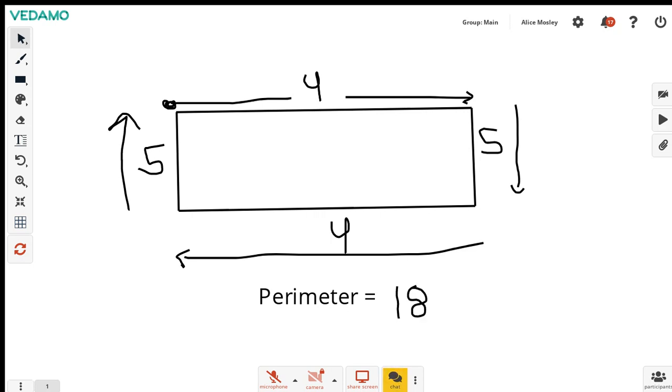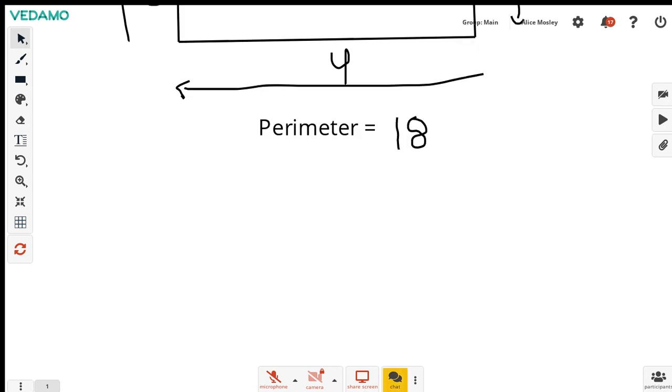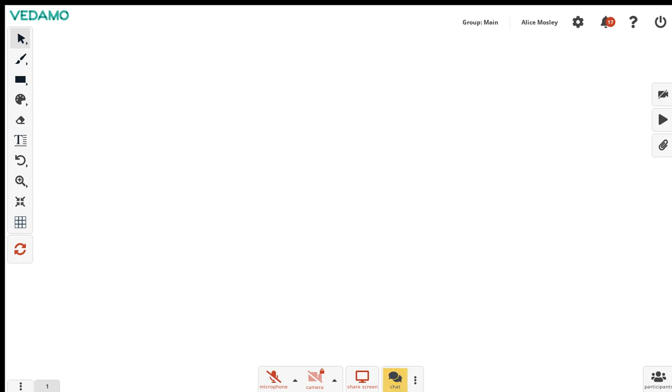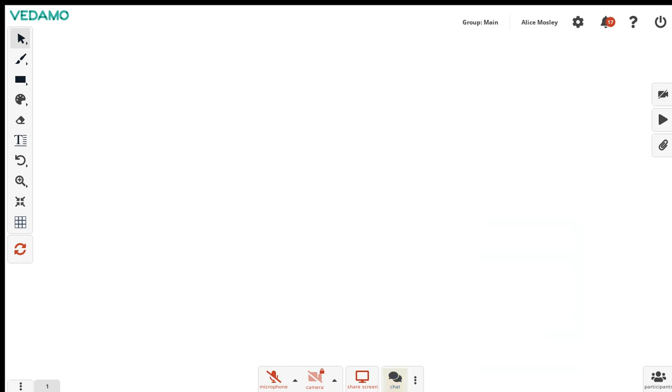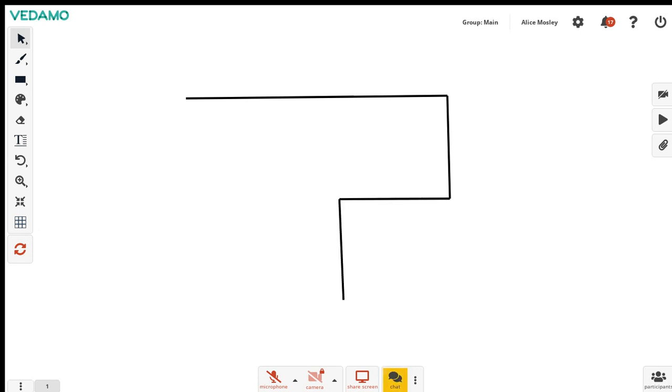So this is how we do perimeter. But sometimes in perimeter, some sides are not known to us. So the key concept is always start from a point and then add all the sides together. Now sometimes we see a figure where all the sides are not given.